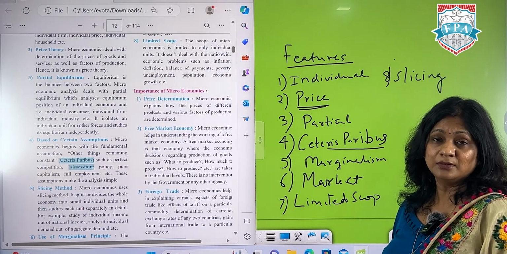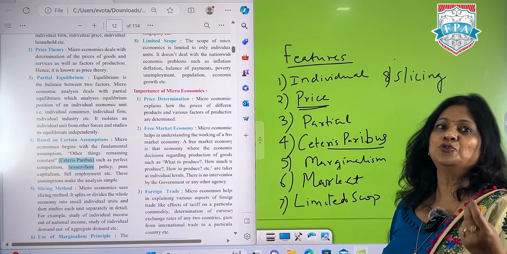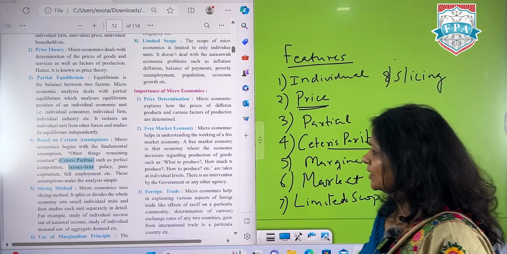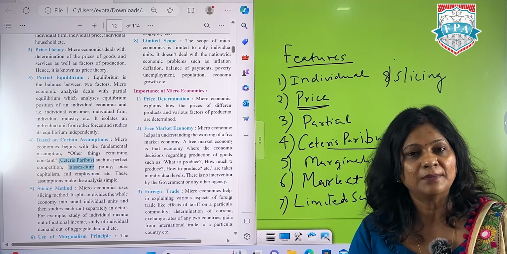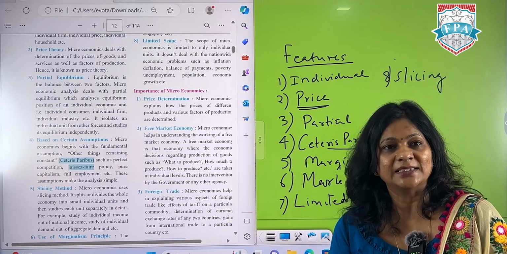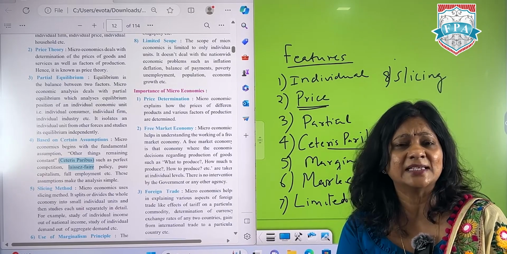A very important feature जो अलग से 2 marks के लिए भी आ सकता है. माइक्रोइकोनॉमिक्स को स्लाइसिंग थ्योरी क्यों कहा जाता है, या इज माइक्रोइकोनॉमिक्स अ स्लाइसिंग थ्योरी? द आंसर इज यस, इट्स अ स्लाइसिंग थ्योरी.